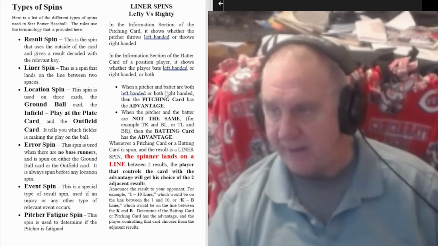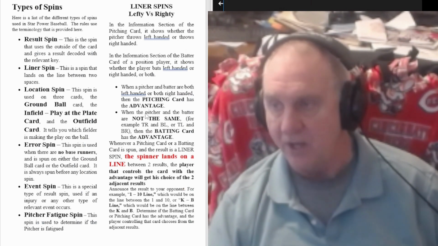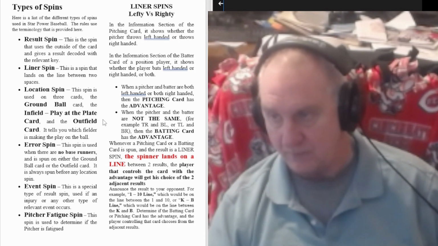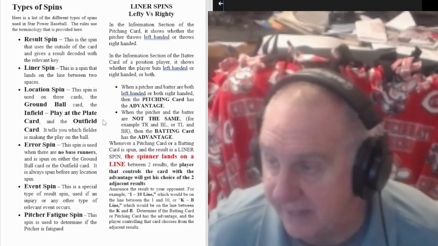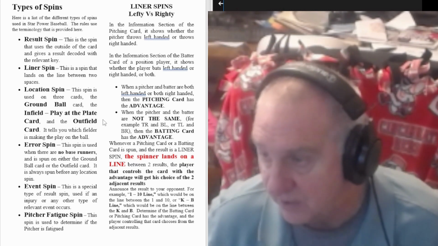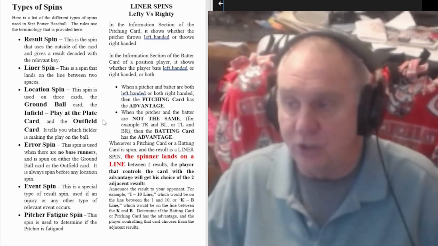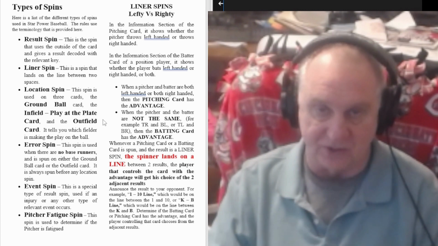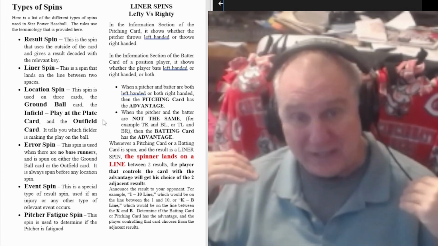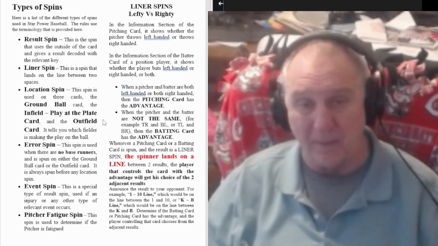When a pitcher and a batter are both left-handed or both right-handed, the pitching card has the advantage. When they're not the same, the batting card has the advantage. Okay? When a pitching card or a batting card is spun, the result's a liner. The spinner lands on the line between two results. The player that controls the card with the advantage gets to choose between the two adjacent results. That's how simple it is. We put lefty-righty advantage right on the card. You don't have to look up squat.